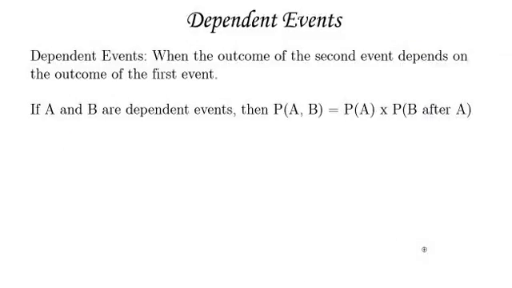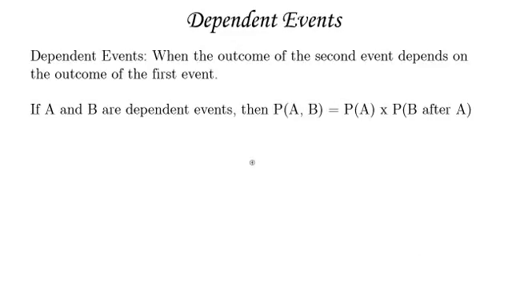Now, when we have two events and the second outcome is affected by the first outcome, then we have dependent events. The second event depends on the first event. So finding the probability of two dependent events is a little bit different.